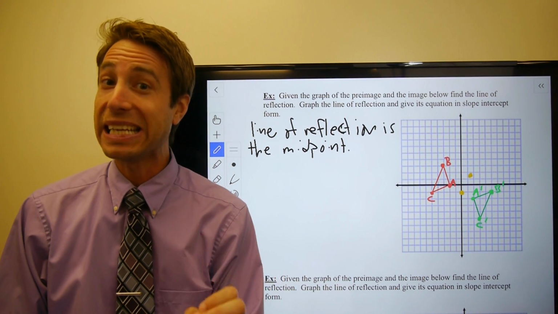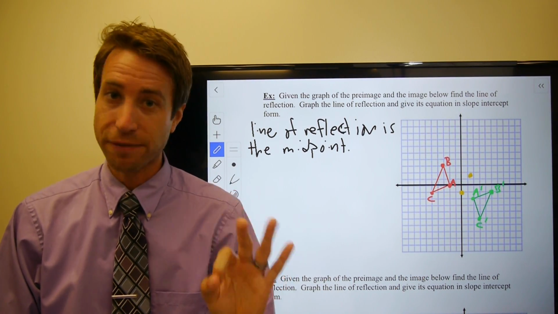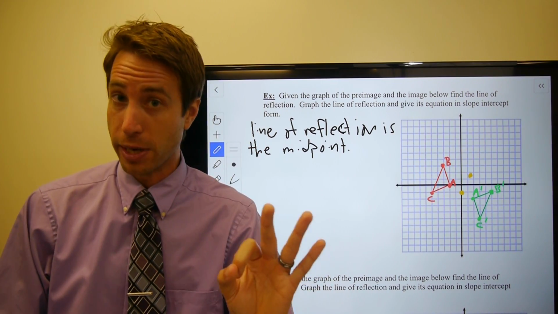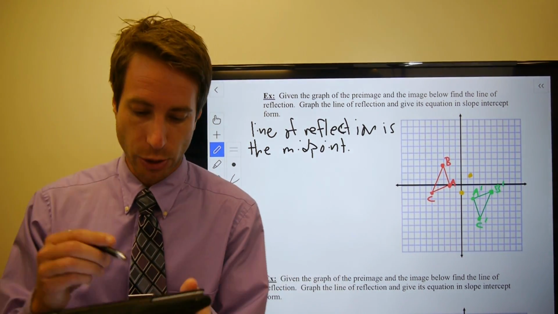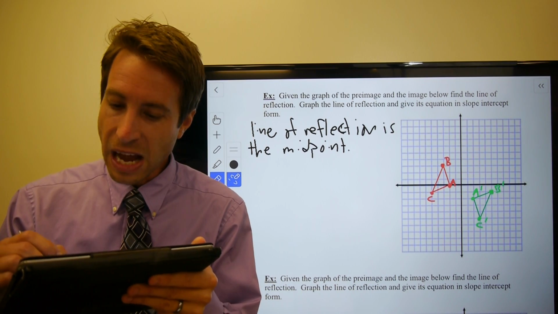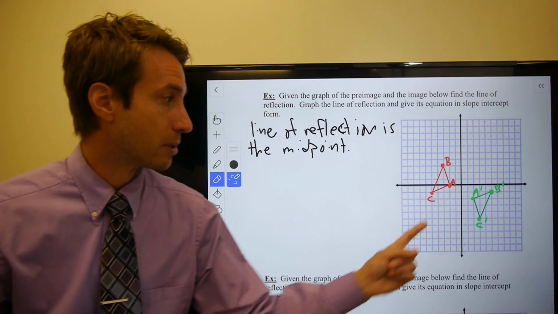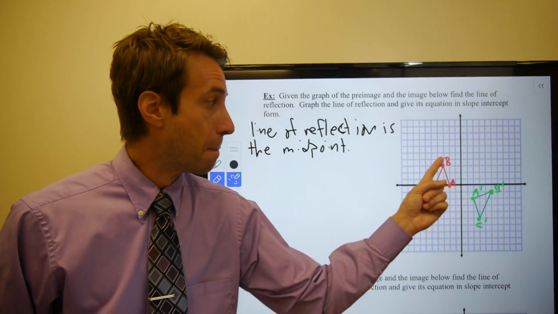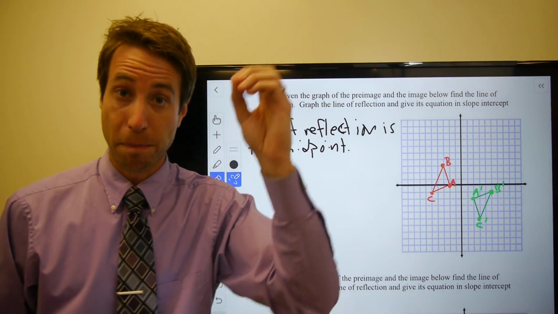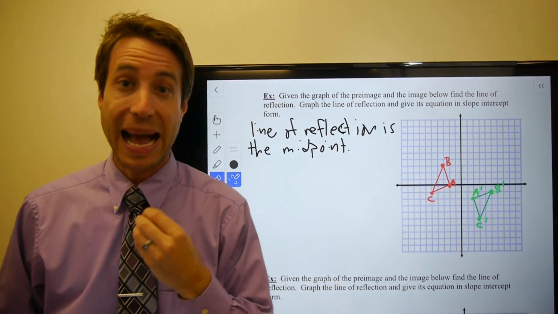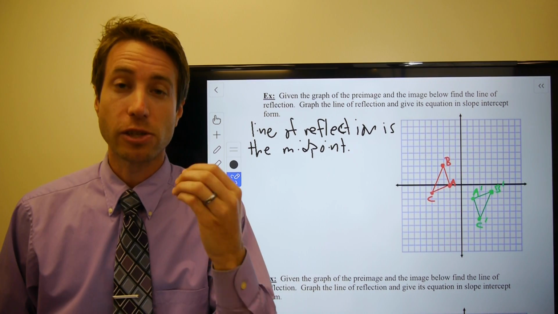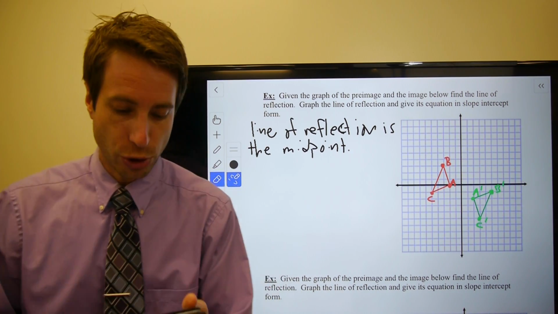So I only need to do it twice. I don't have to do it 3 times. I could, but it's doing work that I don't need to. So here we go. I'm going to find the midpoint between A and A prime, B and B prime. I'm going to plot those midpoints. My line of reflection must go through those 2 points.